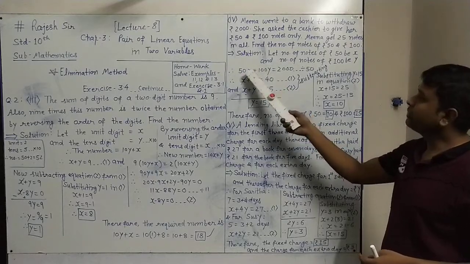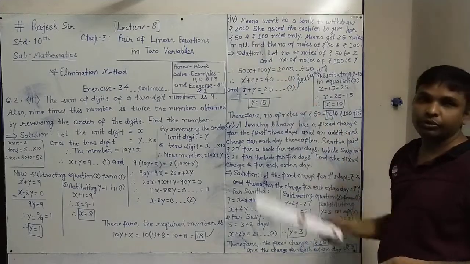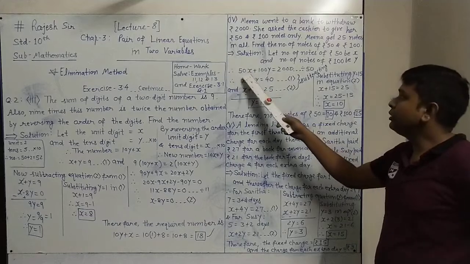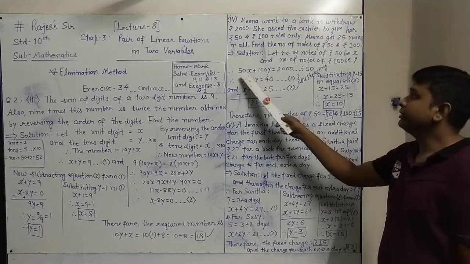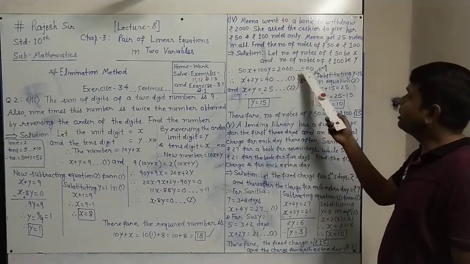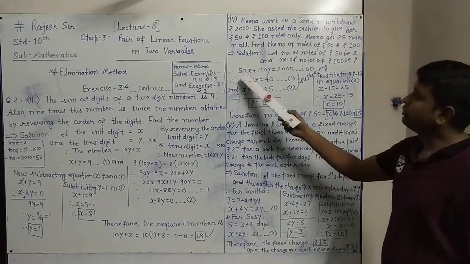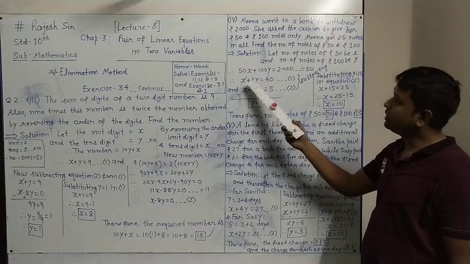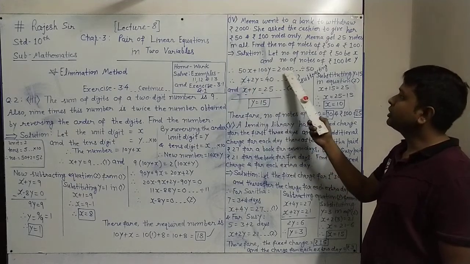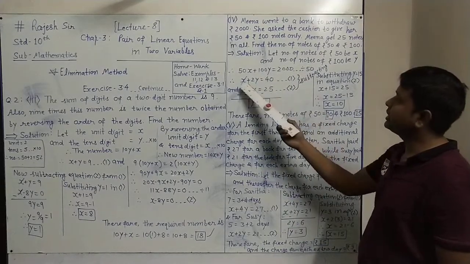The total value of the 50 notes and the 100 notes will be equal to 2000, because we want to withdraw 2000. So 50x plus 100y equals 2000. This equation can be divided by 50 to make it simple. Dividing the whole equation by 50, we get x plus 2y equals 40.